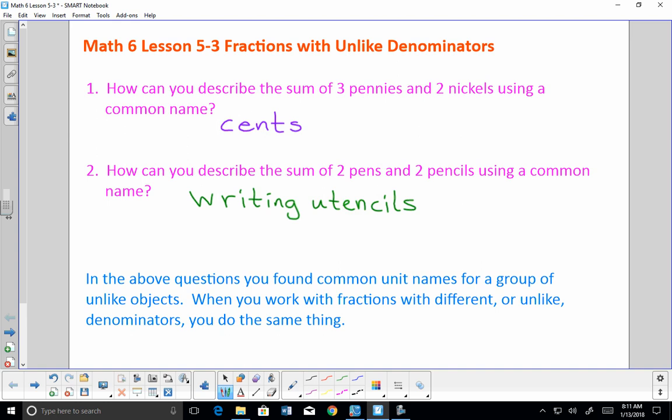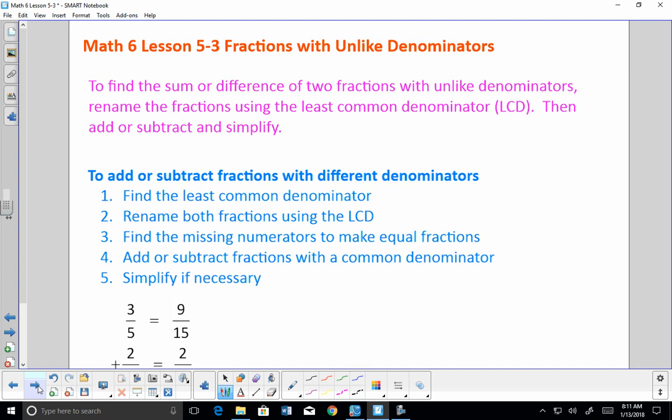Okay. In the above questions, we found common unit names for a group of unlike objects. When we work with fractions with different or unlike denominators, we're going to do the same thing. To find the sum or the difference of 2 fractions with unlike denominators, we need to rename the fractions using the least common denominator, also known as the LCD. Then add or subtract and simplify.